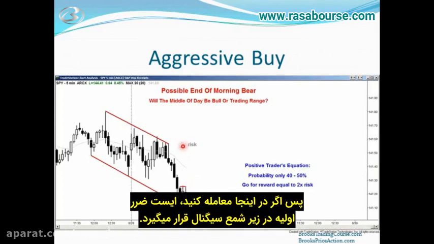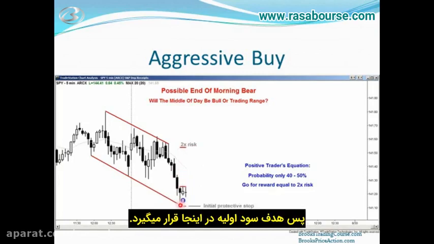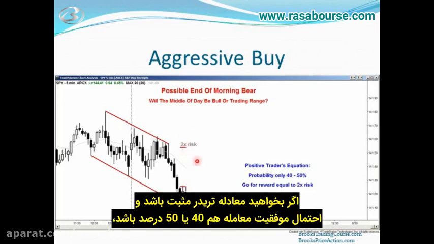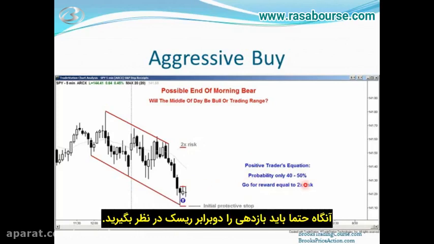So if you take this trade, your initial risk is below the signal bar. This has to be your initial target. If you're going to have a positive trader's equation and you're taking a trade that only has a 40 to 50% chance of success, you have to go for a reward twice your risk.